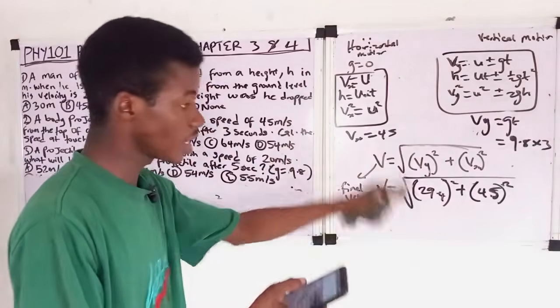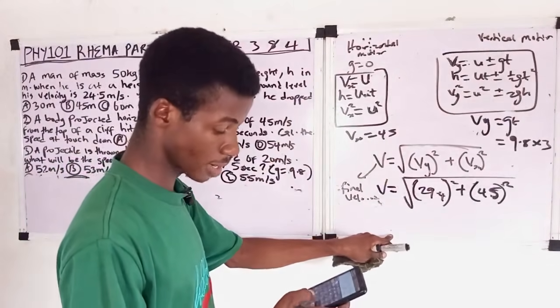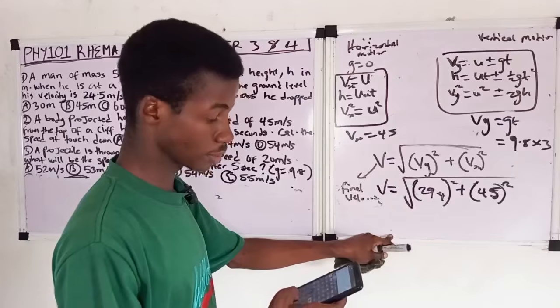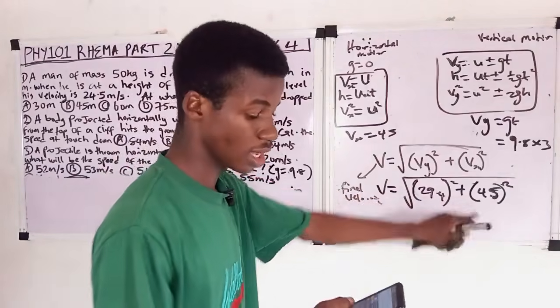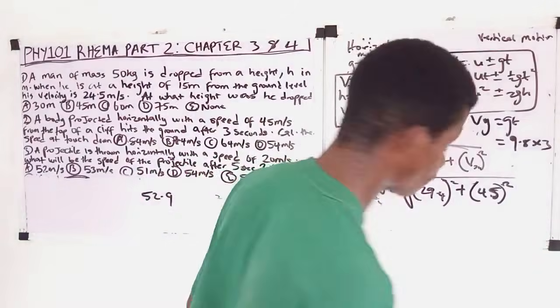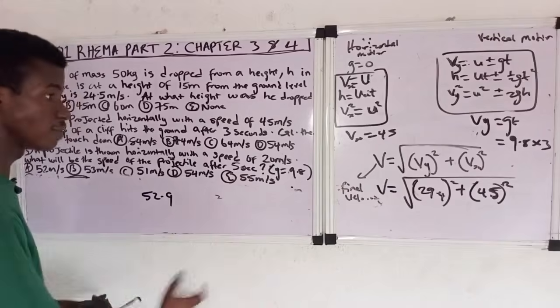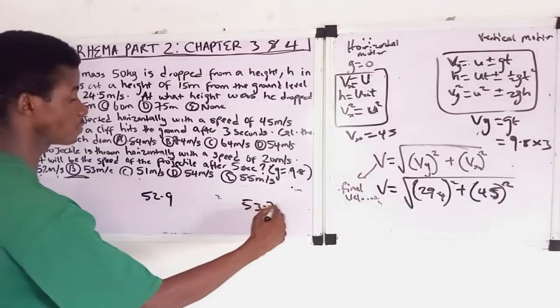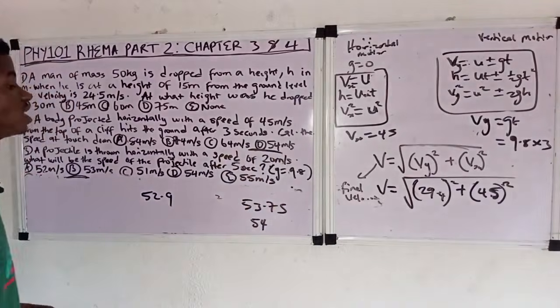So square root, then bracket open, 29.4, bracket close, all squared, then plus bracket open 45, bracket close, all squared. So the answer is 53.75. So this is approximately 54. So this is the best option to choose, which is D.